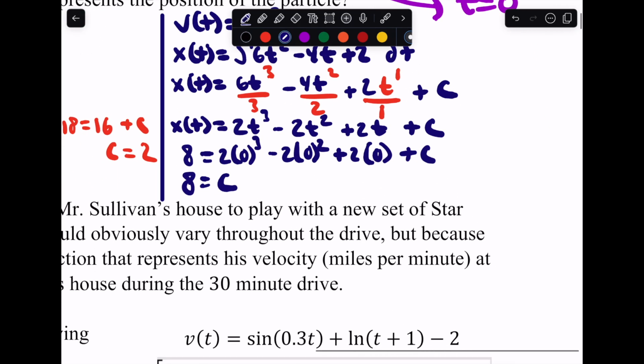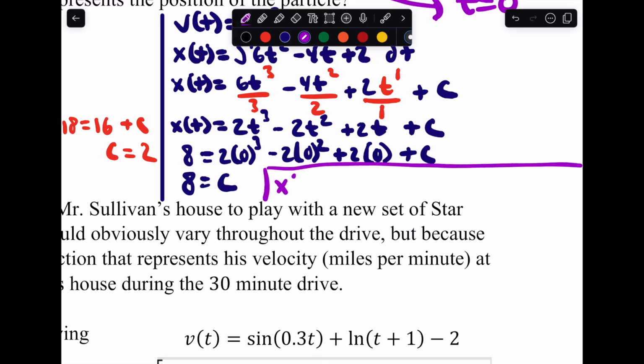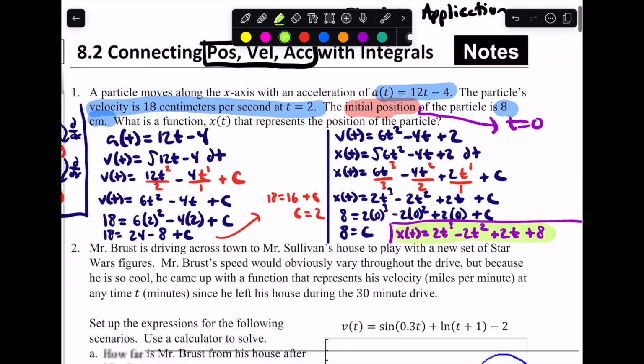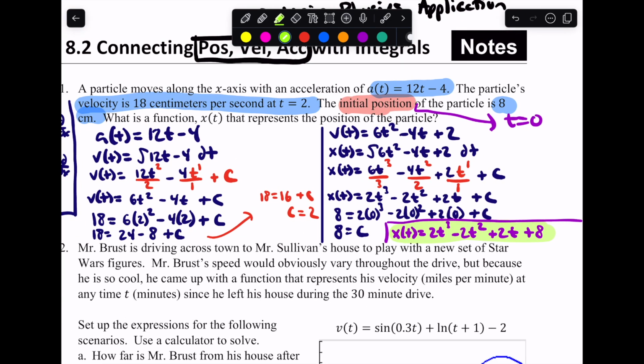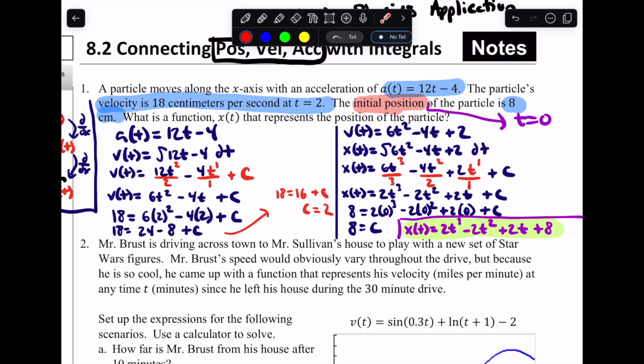So to finalize this problem, I want to put my final answer, maybe I'll put it in a box here, that x of t, that position function, is going to be my 2t cubed minus my 2t squared plus my 2t, and we said plus c, and we just found out that that c was 8, so I'm going to put a plus 8 here on the end. And that is going to be my position function that represents this situation where we've got an acceleration of 12t minus 4 and our given information up here in problem number 1. But that's going to be our answer for number 1.